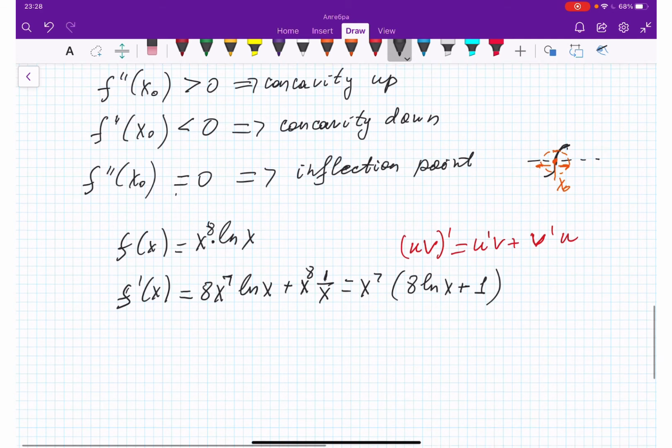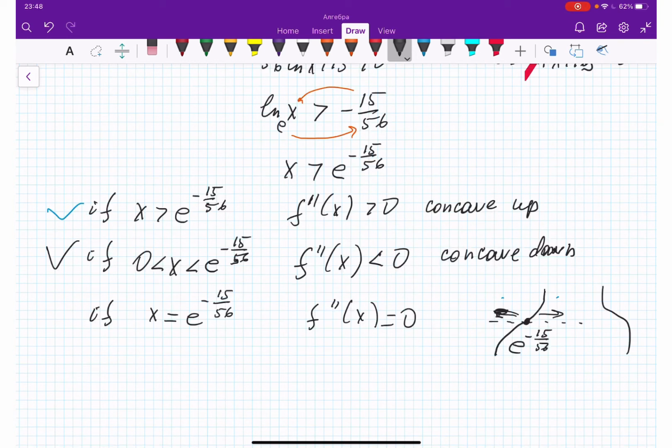Okay, now let's take the second derivative. The second derivative is equal to: we take again the derivative of x to the power 7. Again, we have the product rule for the derivative. So it's going to be 7x to the power 6 times 8 natural log x plus 1.